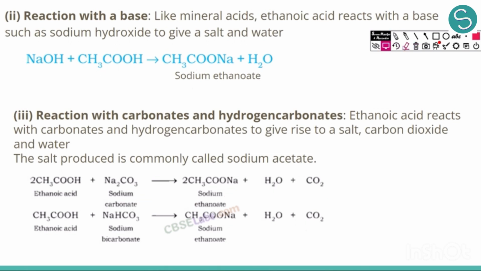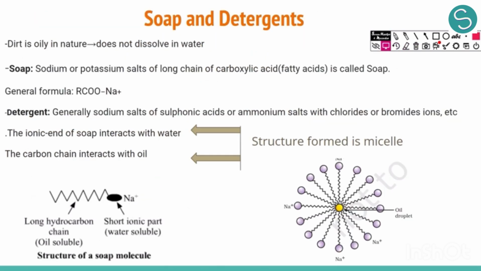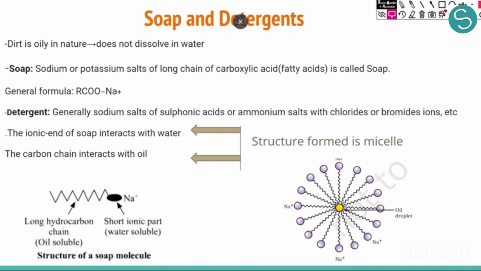Now we'll move on to soaps and detergents, which is our next topic. We know that we often use soaps and detergents to clear off dirt and dust. This dirt and grease is oily in nature, and we know that oils do not dissolve in water. You must have seen oil droplets floating over water. So all the dirt particles do not dissolve in water easily. This is why we use some other substances to remove it from the clothes, which are soaps and detergents.